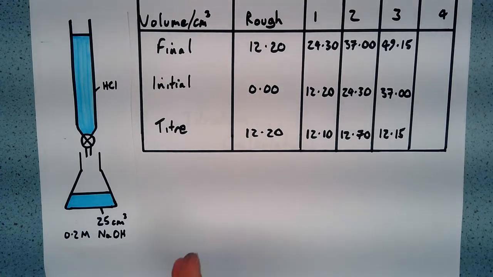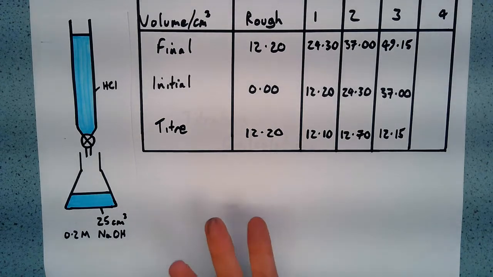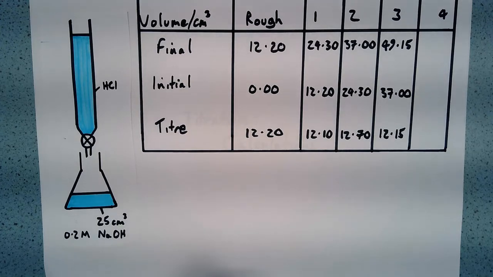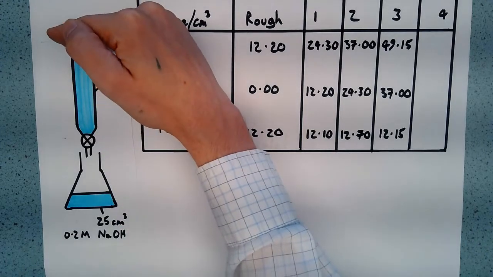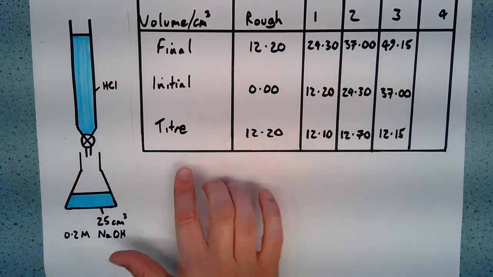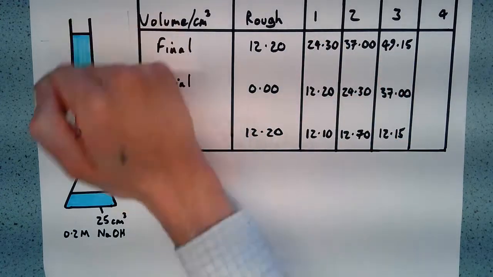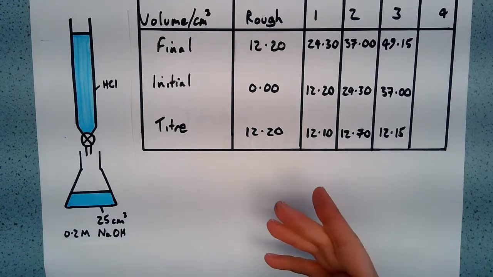Usually we would add an indicator for an acid-base titration because that gives us a colour change which tells us when we've got there, and we record the value on the burette that we've used in the table as the titer. So you can see initial and final. Initial is where it started, final is where it finished, and then titer is the difference.